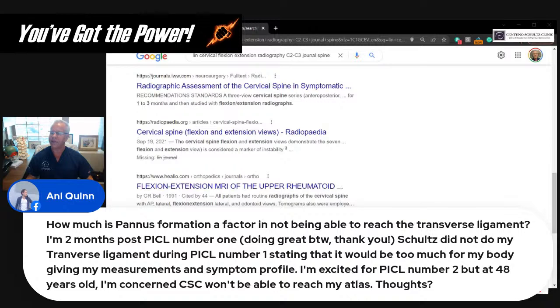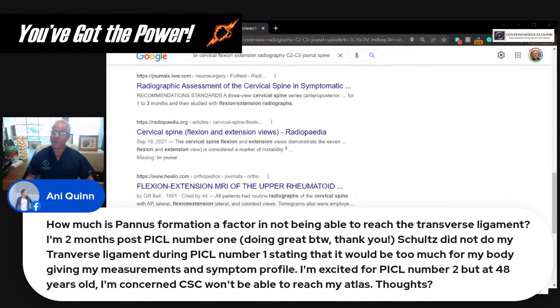Annie, how much is PANS formation a factor in not being able to reach transverse ligament? I'm 2 months post PICL number 1, doing great, by the way. Thank you. Schultz did not do my transverse ligament during PICL number 1, saying it had been too much for my body, given my measurements and symptom profile. I'm excited for PICL number 2.